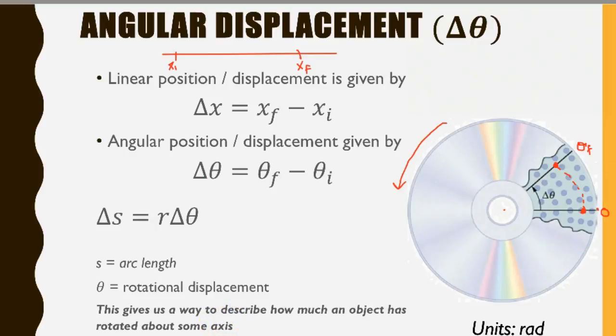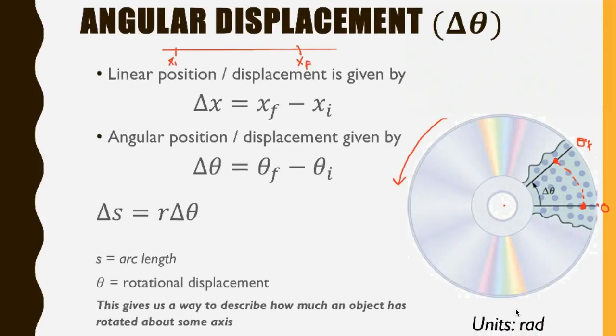Now, the units we use for angular displacement are the radian. So we could use degrees as well, but the one that works the best for physics is the radian. And what a radian is, it's a relationship between the arc length, which is the length of this arc here, and it's the ratio between that length and the length of the entire circle, so the circumference of the circle.